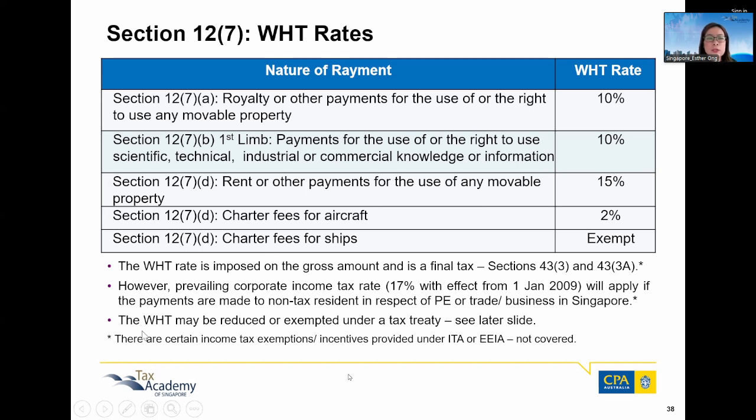And similarly, the withholding tax rate can be reduced or exempted under a tax treaty, which we will cover later on. Then there are also other income tax exemptions or incentives provided under our domestic tax law, but for the purpose of your learning and exam, these are not covered within the scope.